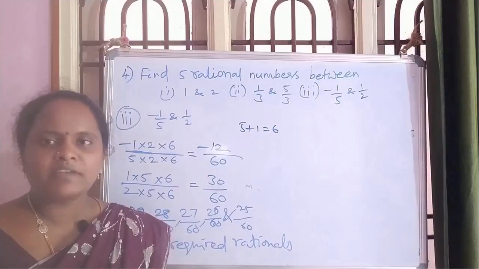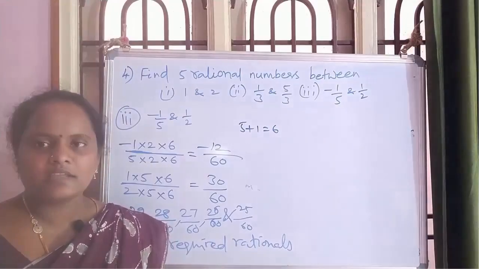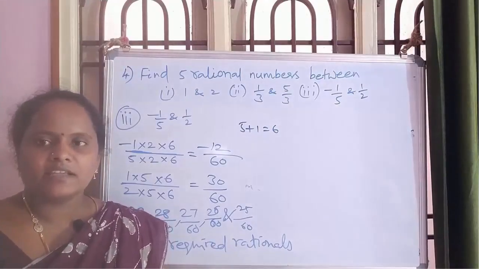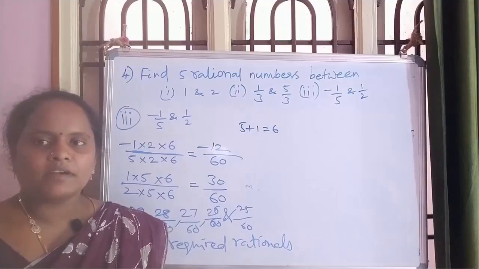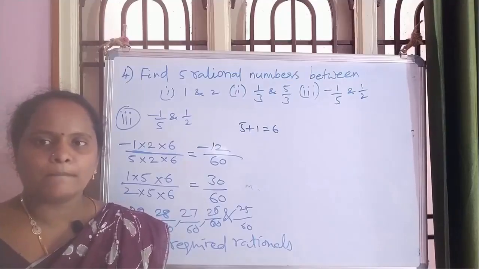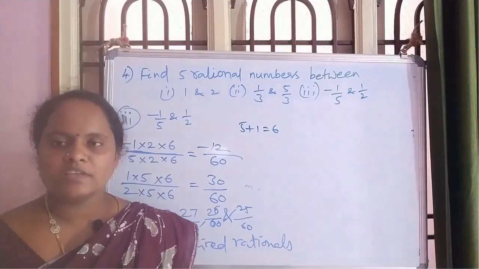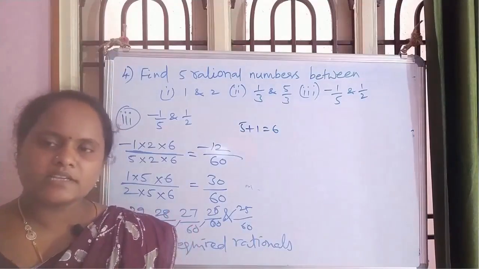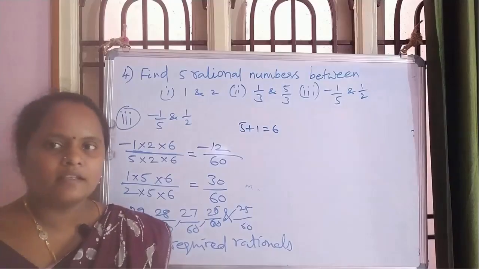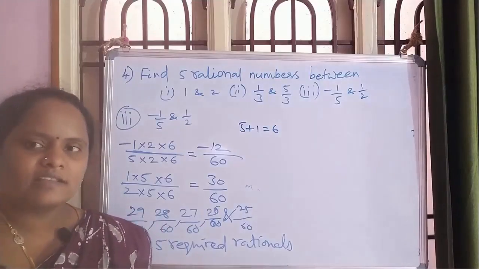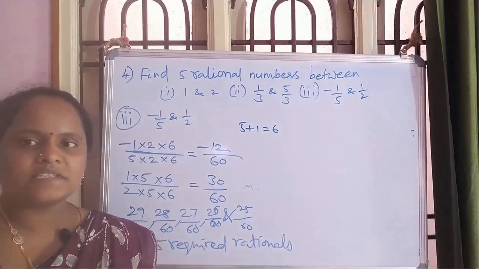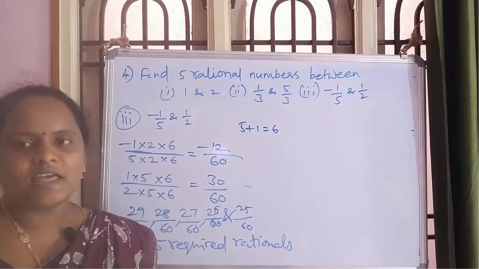So in between two rational numbers, how many rational numbers are there? Infinity. This is called the density property of rational numbers. So in today's class we have seen two types of problems. One is representation of rational numbers on the number line. The second one is finding the required rational numbers in between two given rational numbers.